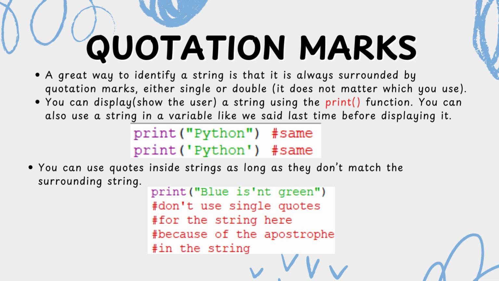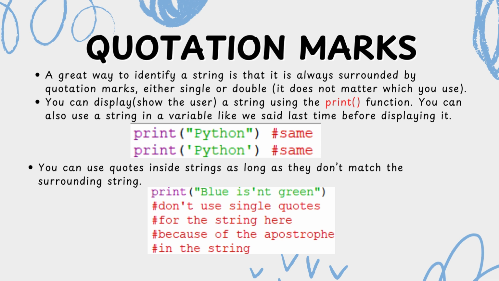either single or double. It doesn't matter which one you use. Now, you can display, which means show the user, a string using the print function. You can also use a string in a variable, like we said last time, before displaying it. So for example, you could have the print, parentheses, and then quotation marks inside, and then you put in your string, your text. And it's the same thing if you use single quotes or double quotes.